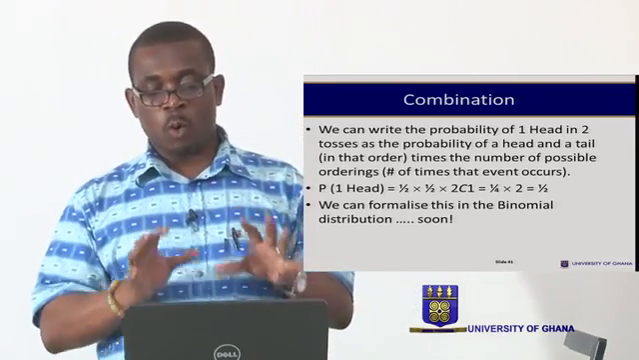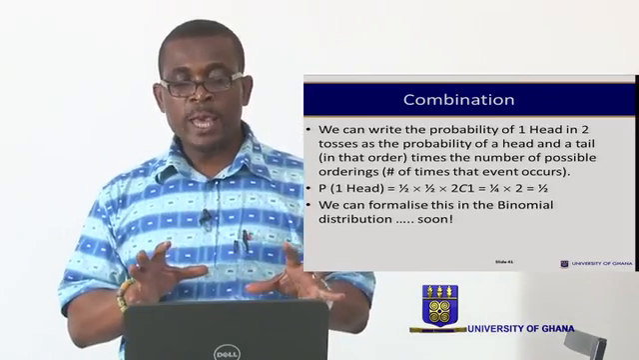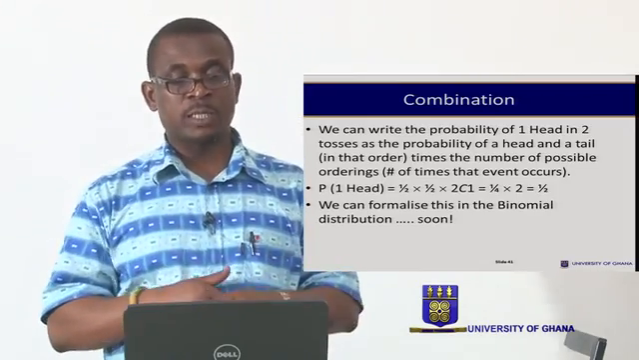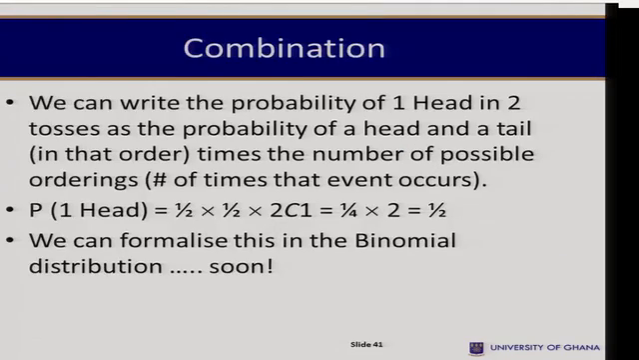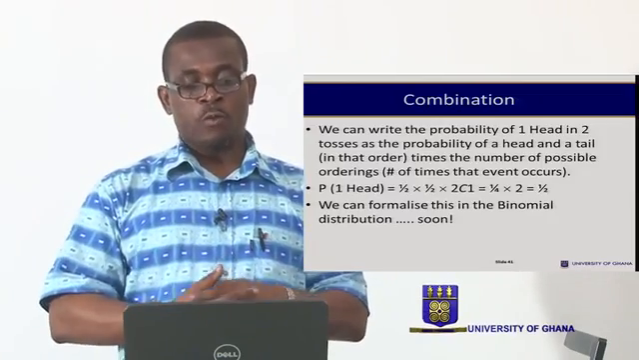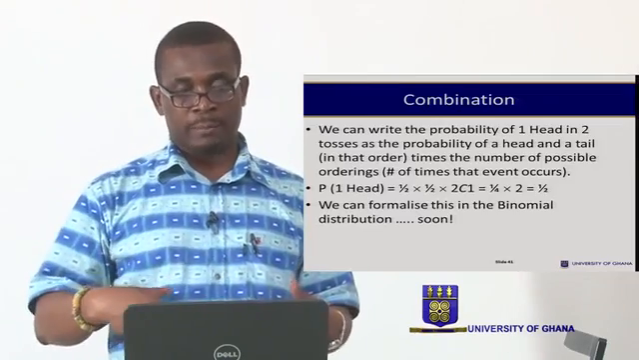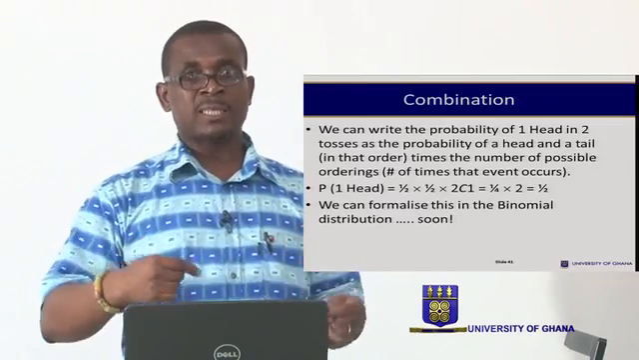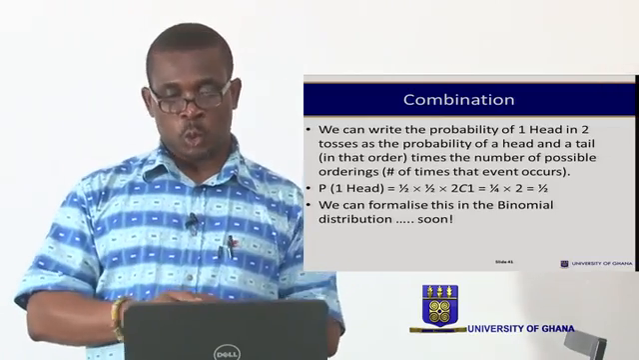Now, with the combination formula that we've learnt, we can use it to write the formula for calculating probabilities. For example, the probability of 1 head in 2 tosses of a coin. We can write this as the probability of 1 head and 1 tail in that order, so head comes first, tail comes second, multiplied by the number of possible orderings, or the number of ways in which you can get 1 head in 2 tosses of a coin.